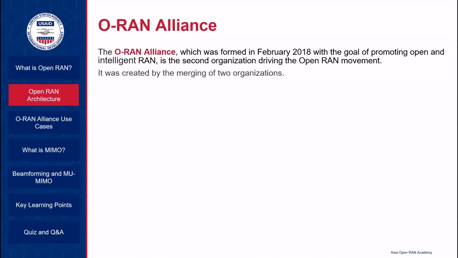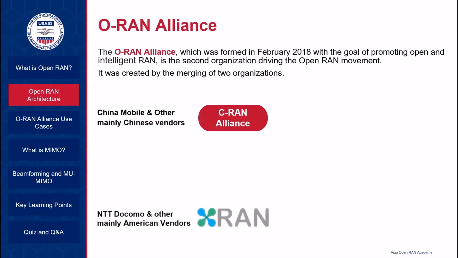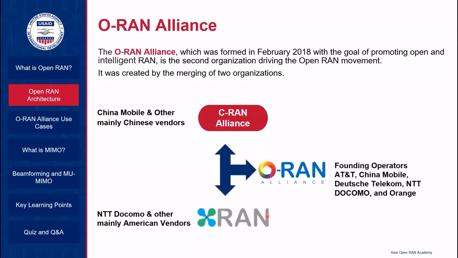Okay? So it was created by merging two organizations. So una is yung C-RAN Alliance. Si C-RAN Alliance is composed of China Mobile and other mainly Chinese vendors, plus si xRAN. So si xRAN is composed naman ni NTT Docomo and other mainly American vendors. So nung nag-combine sila, tinawag silang O-RAN Alliance. Okay? And the founding operators ng O-RAN Alliance is the AT&T, China Mobile, Deutsche Telekom, NTT Docomo, and Orange. Okay, so this is the O-RAN Alliance.